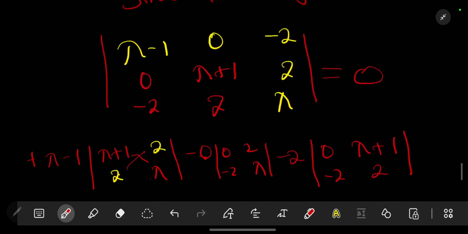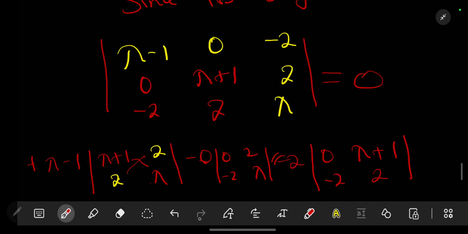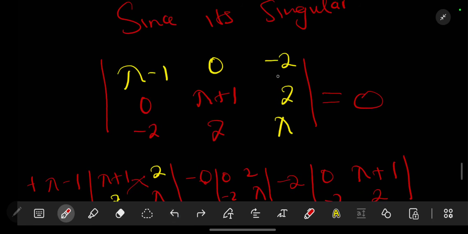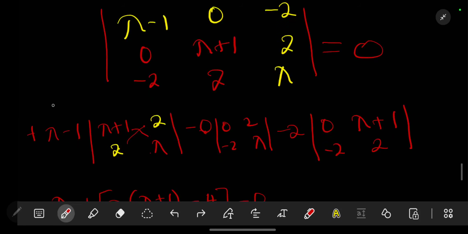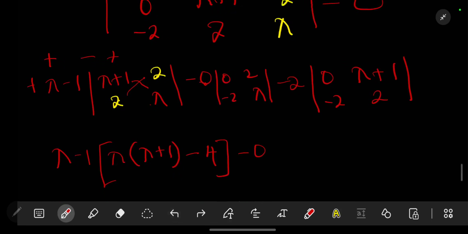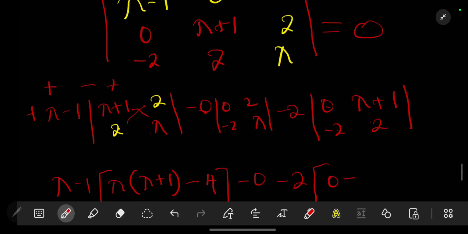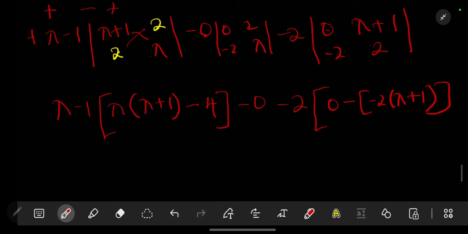Then where is this negative 2 coming from? Okay, the negative 2 is this value, but the determinant formula goes like positive, negative, positive. So here there was a positive, but positive by negative is negative. That's why we write our negative 2 like that. Then in the brackets we are going to have 0 by 2 is 0, minus, we have this 2, negative 2 times our lambda plus 1, like that.